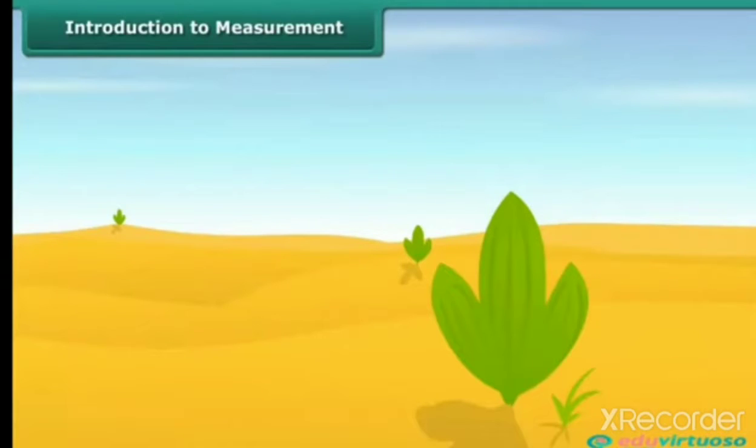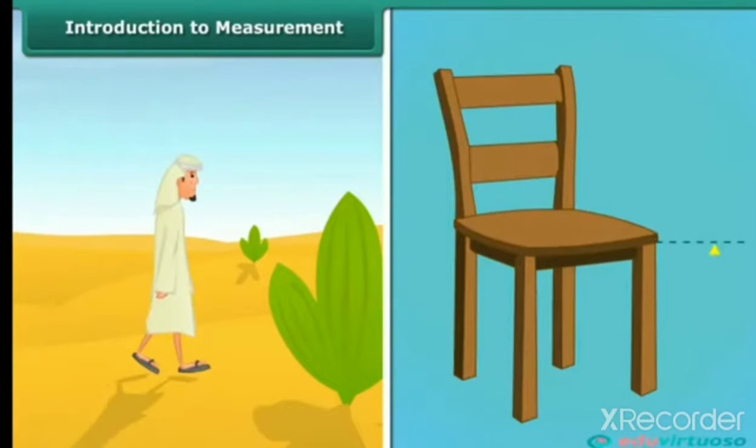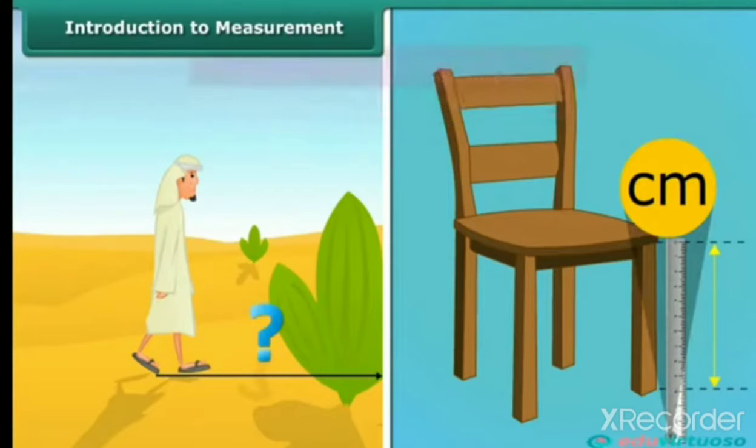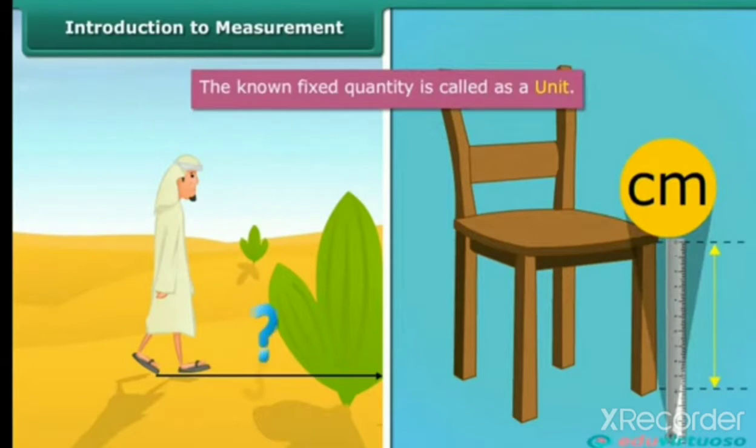Introduction to measurement. Do you know how people know how much they have traveled or how long the leg of a chair is? This is done by using a term called measurement. Measurement means comparing an unknown quantity with a known quantity. The known fixed quantity is called a unit.